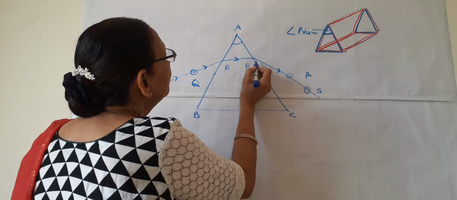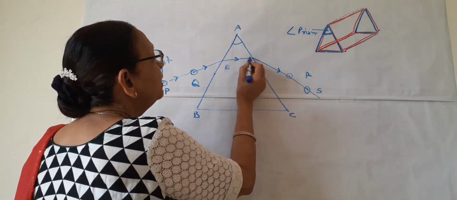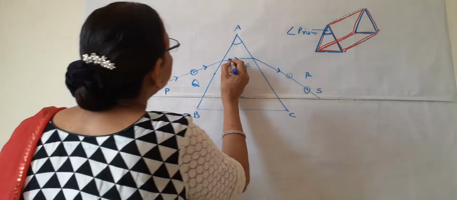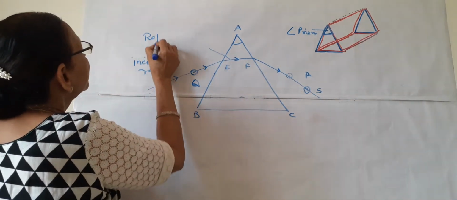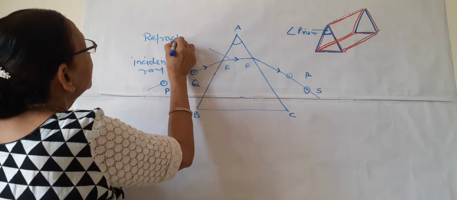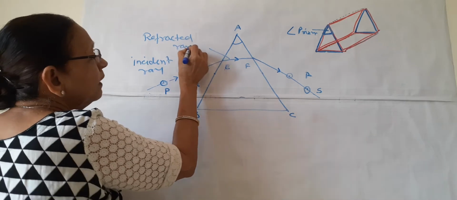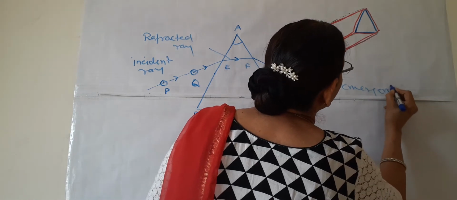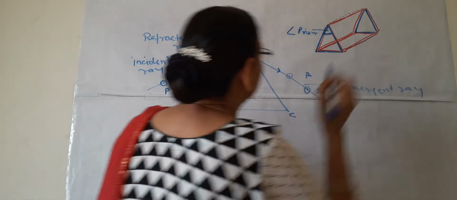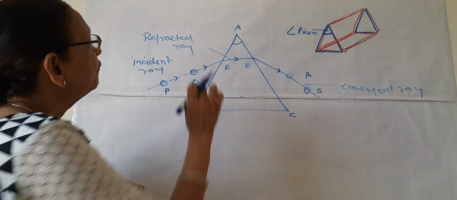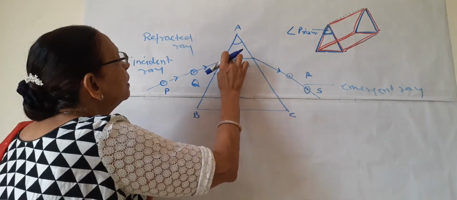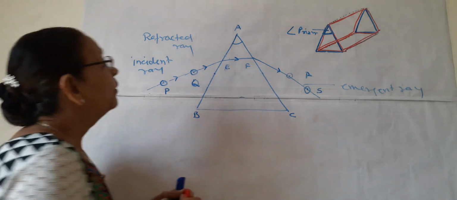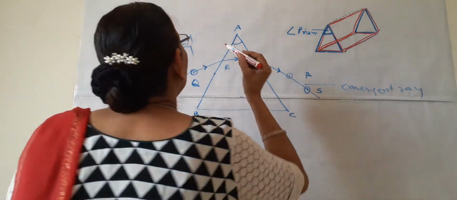And this ray which we found by joining these two, EF, is known as the refracted ray, and this is the emergent ray. So these three rays we have formed. Now I will draw the angles.